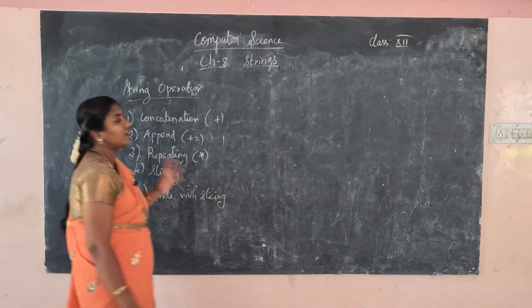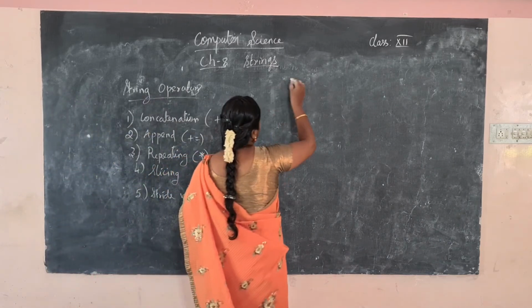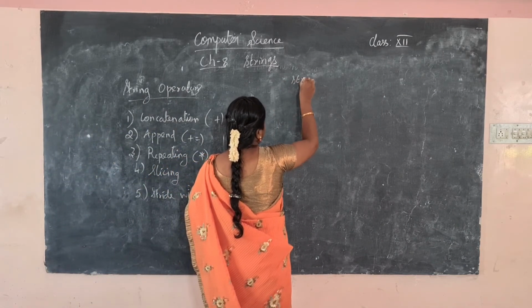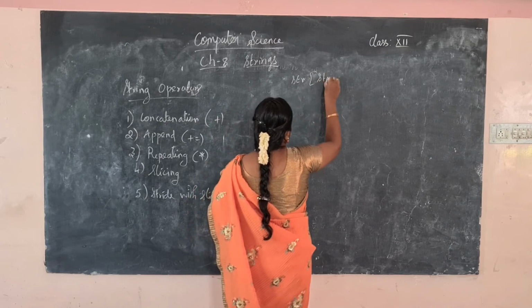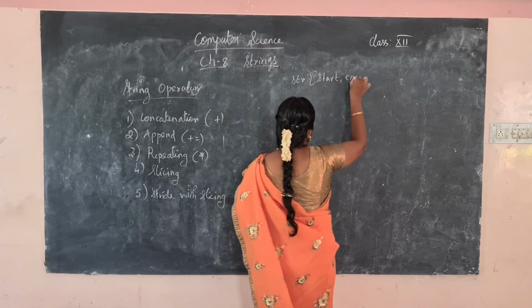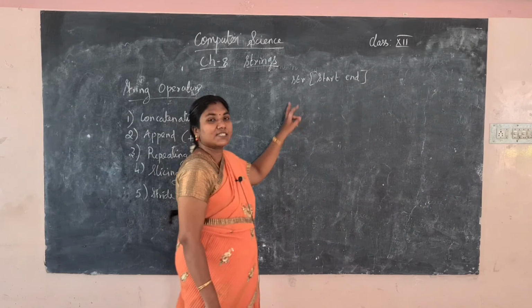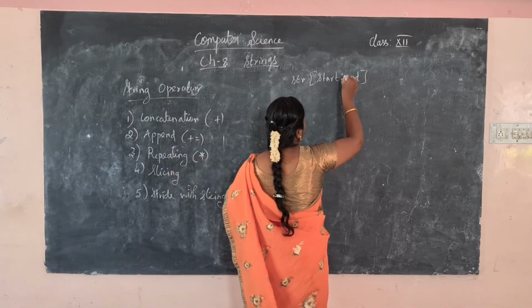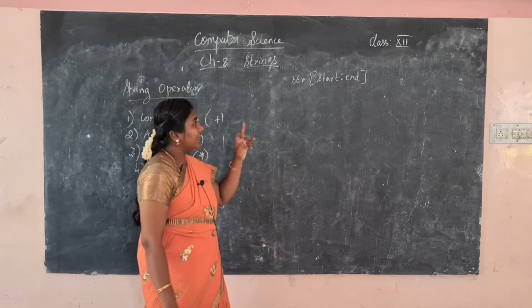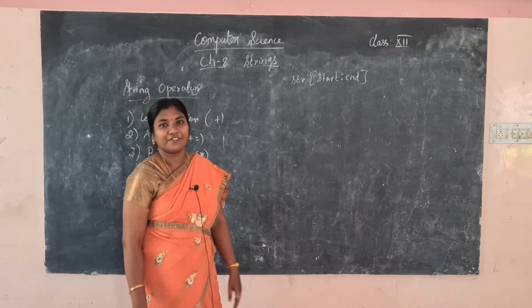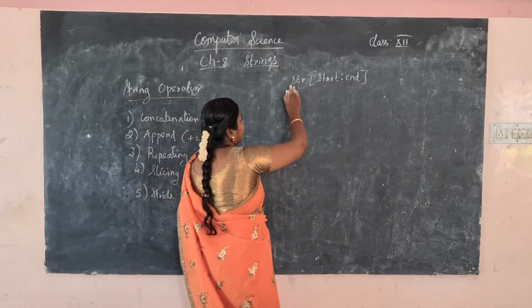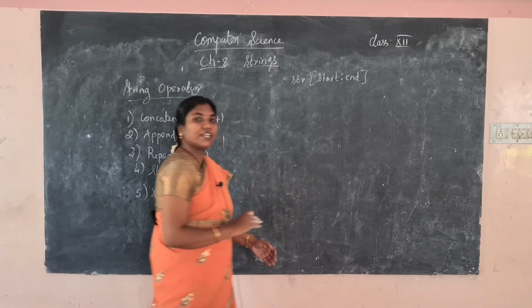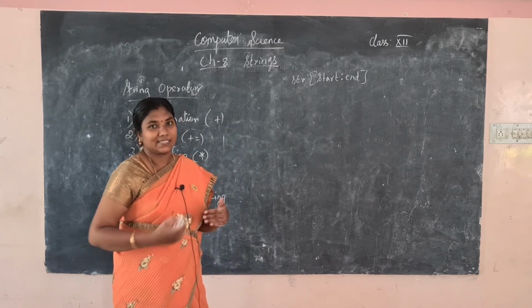So here I have one syntax: first you have to specify the string, and then you will have start and end. So string, start and end. Within the square brackets you have to give that: start, then a colon, and then you specify the end. Here you specify in which string you are going to slice.